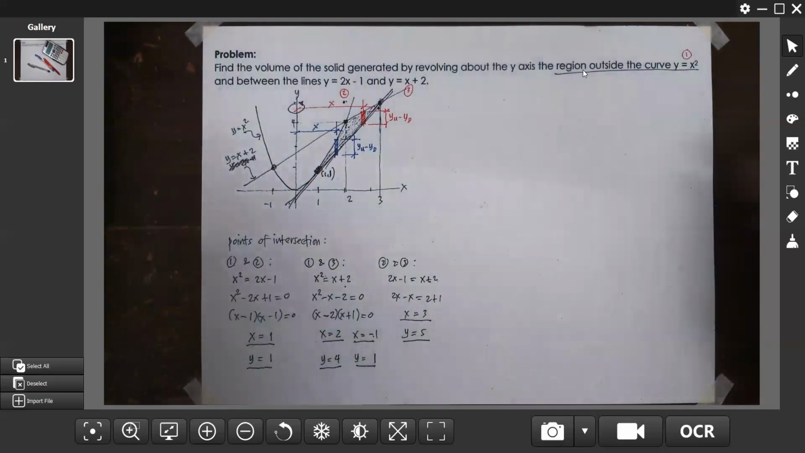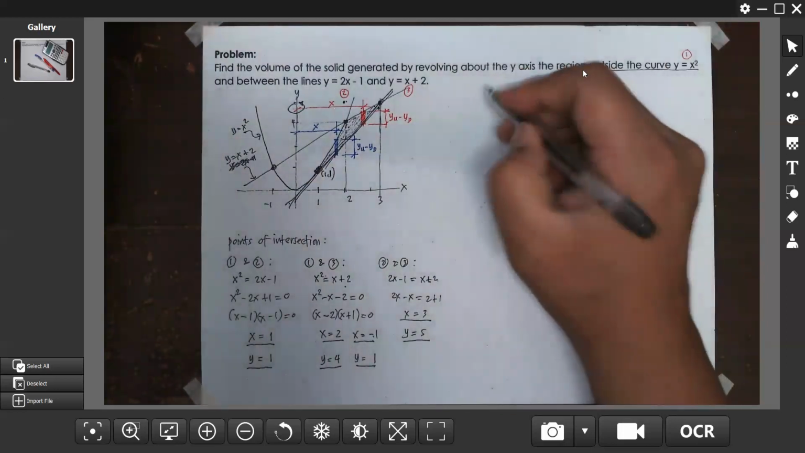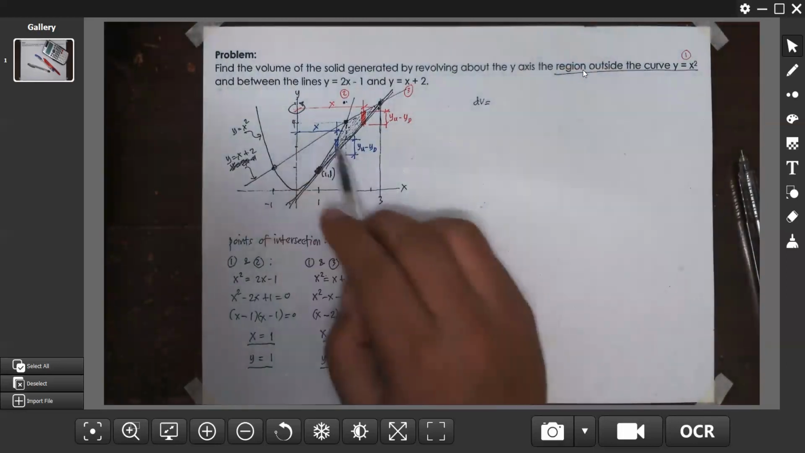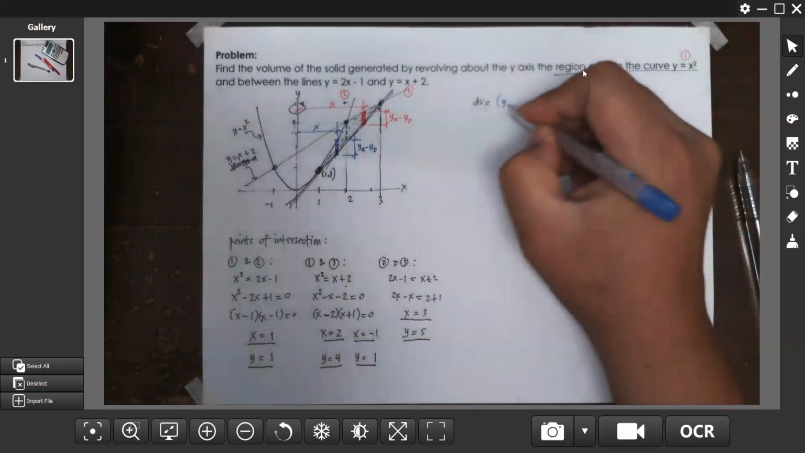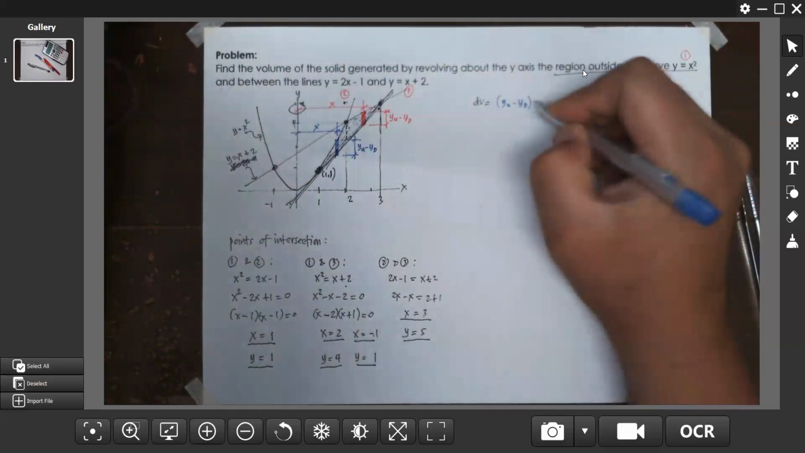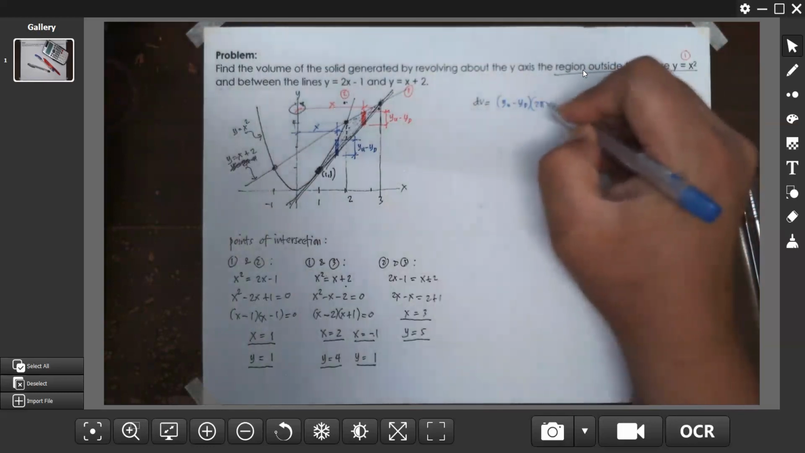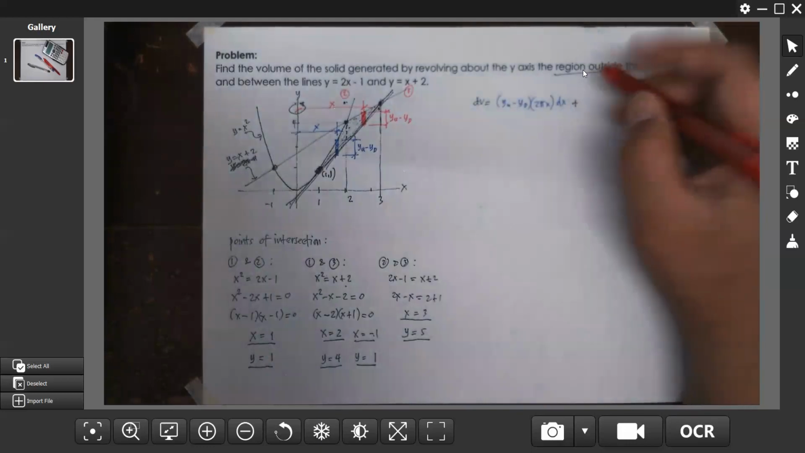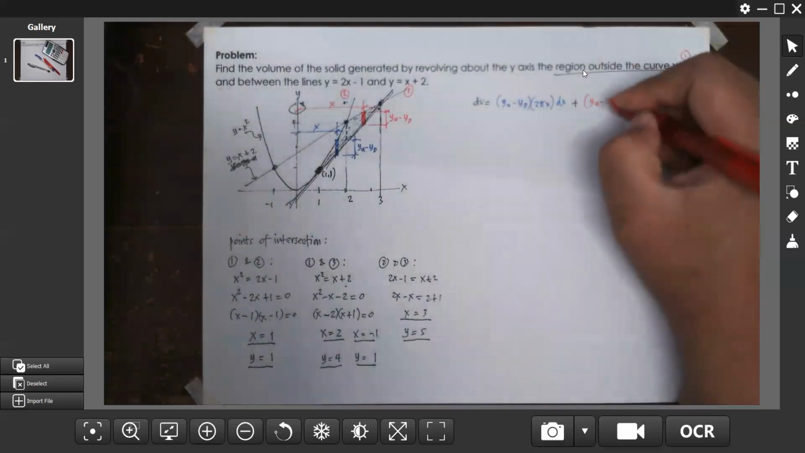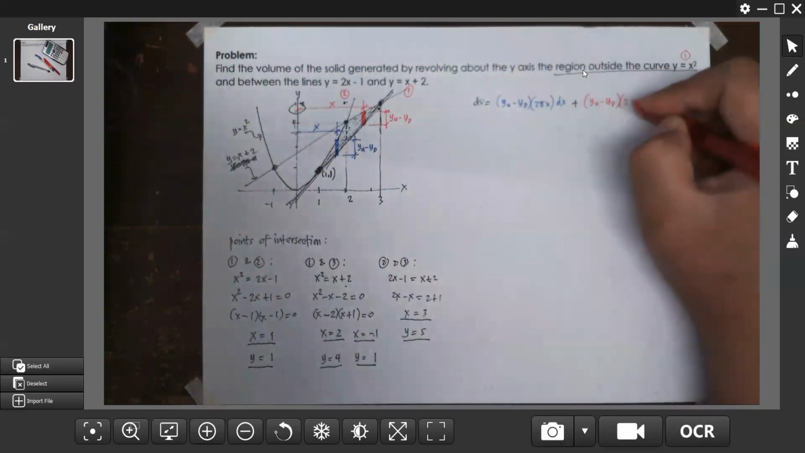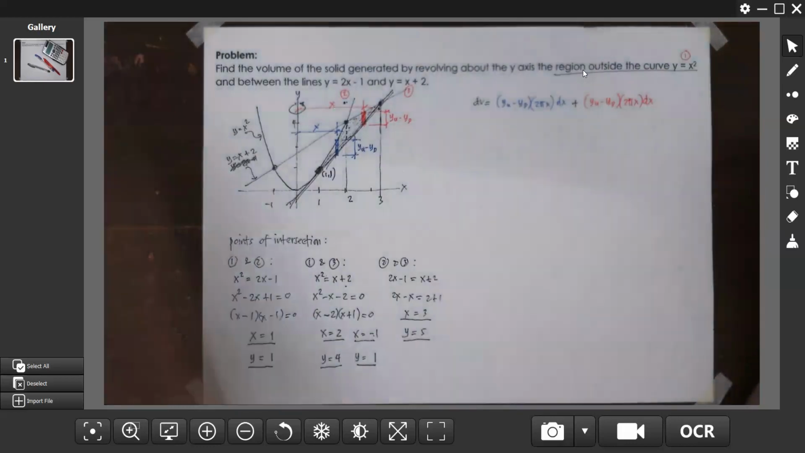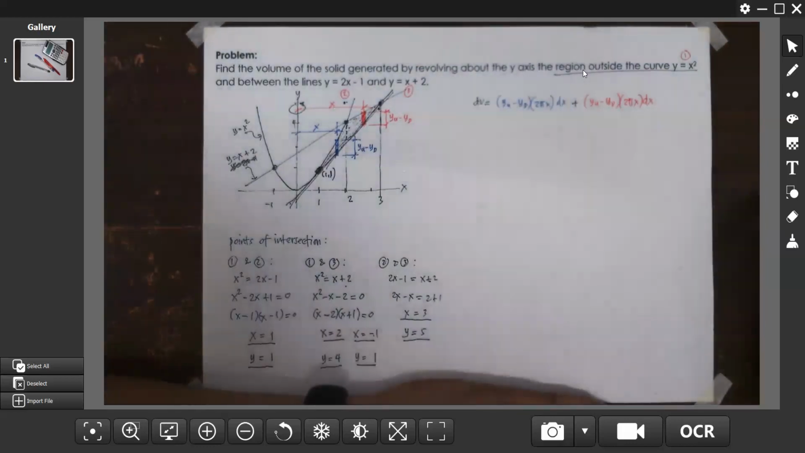So our differential volume is equal to this one, height y up minus y down times circumference dx, plus the red one, y up minus y down times circumference times thickness. Okay, and so we integrate.